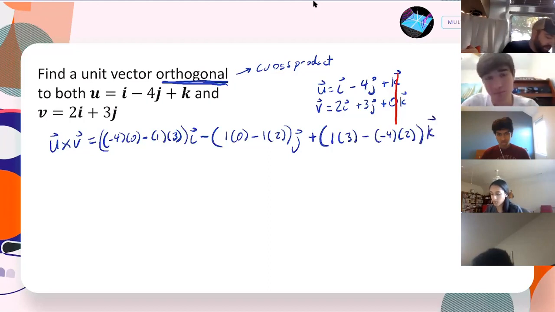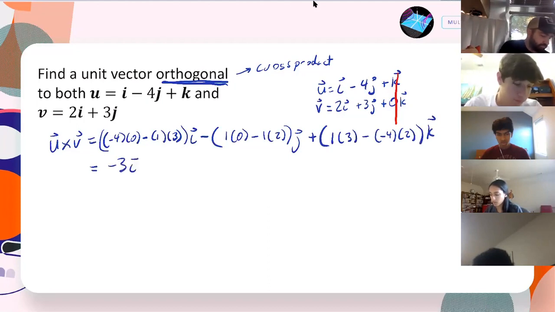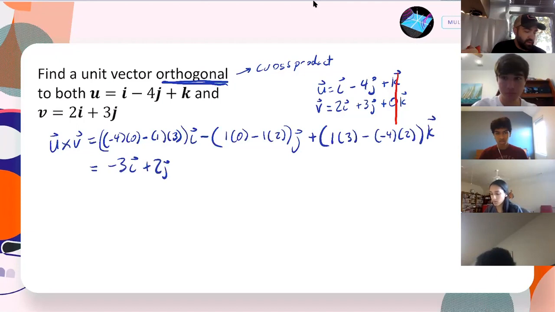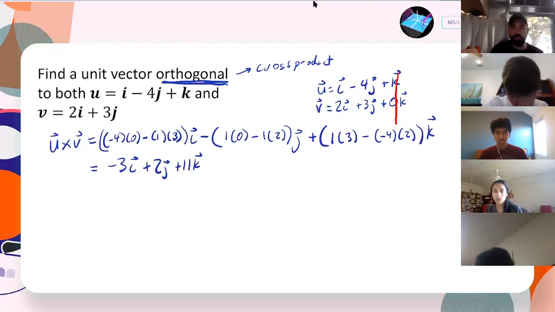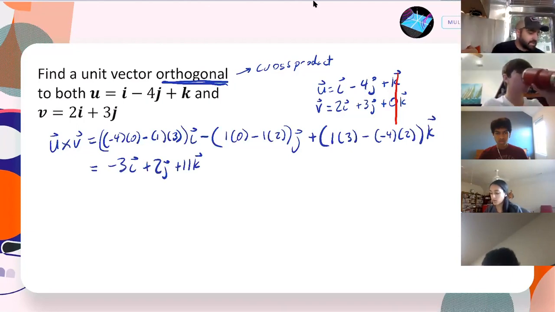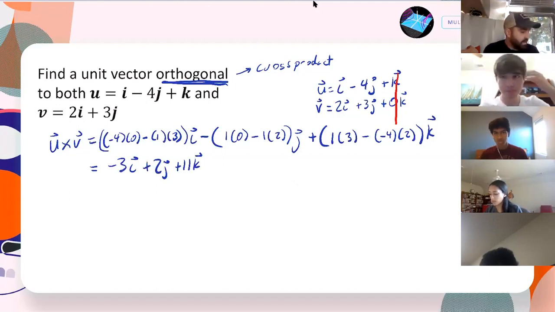And then I just simplify what I've got. So I've got a -3i. I've got a minus 2, so a plus 2j. And then I have 3 minus -8, so 3 plus 8. So I have plus 11k. And then that's my vector that should be orthogonal to both u and v.